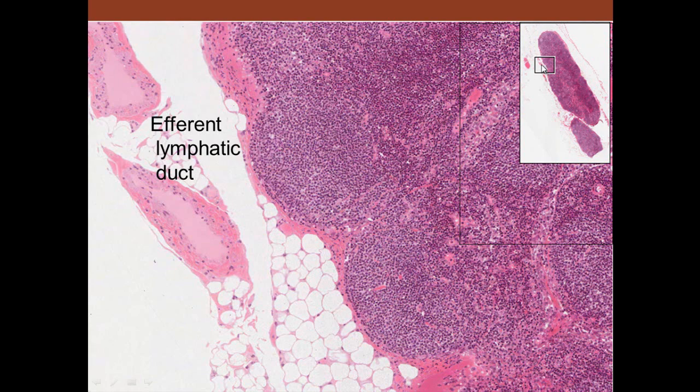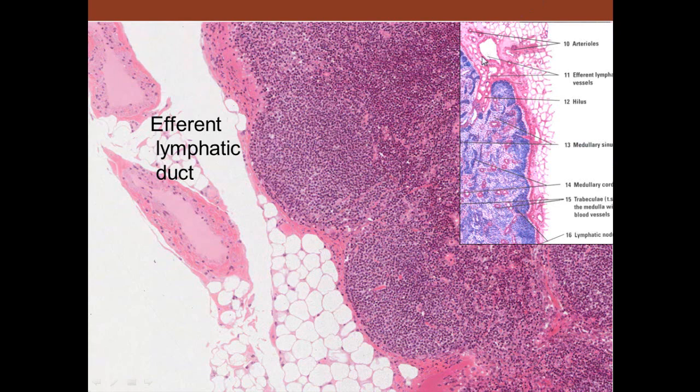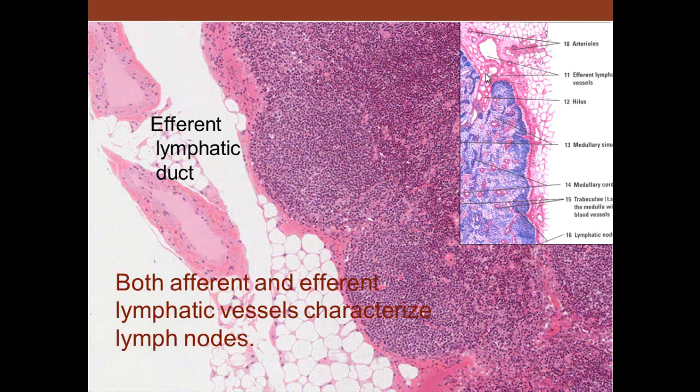Right in through here is where the efferent lymphatic duct is located, which is how the lymphocytes that are not in the blood vessels penetrate, get out of the lymph node, and return to the bloodstream. So both afferent and efferent lymphatic ducts characterize the lymph node.